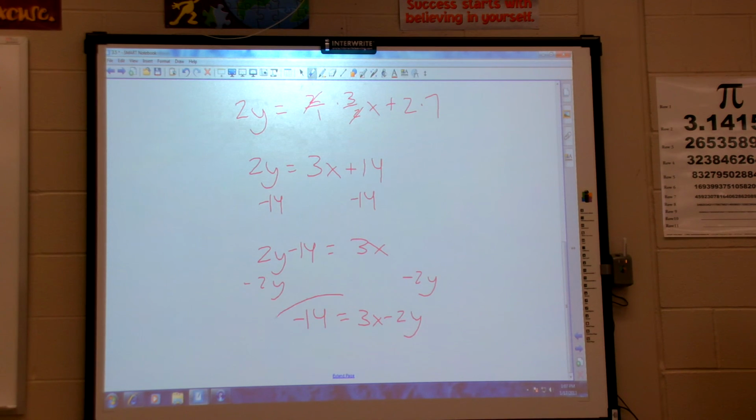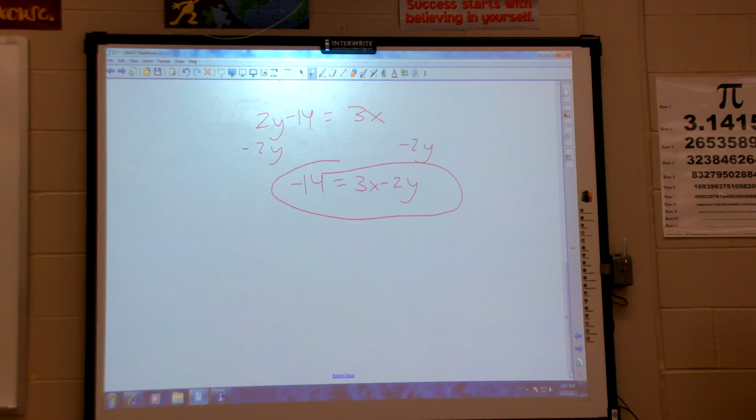And that right there is correct. Technically, it would be even better to write it like this, with x's and y's on the first side, but it's the same thing. But remember, standard form, no fractions, and x has to be positive.